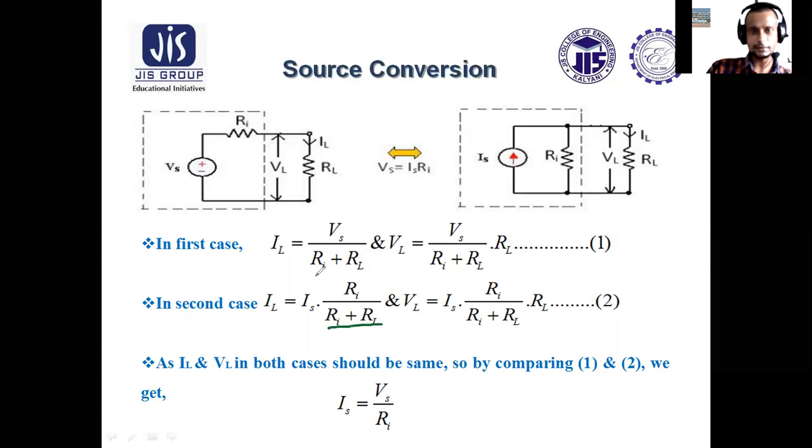In the denominator, I plus RL. So by comparing these two equations, Is equals Vs by Ri. Vs equals Is into Ri, so Is equals Vs by Ri. That is why I mentioned in the last slide that Is should be the source voltage which is getting transferred, divided by its internal resistance.